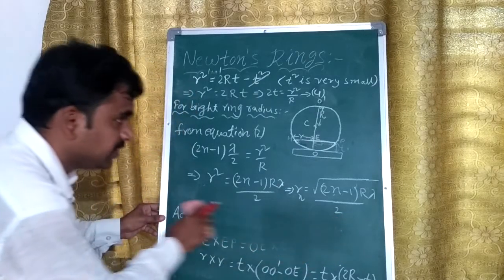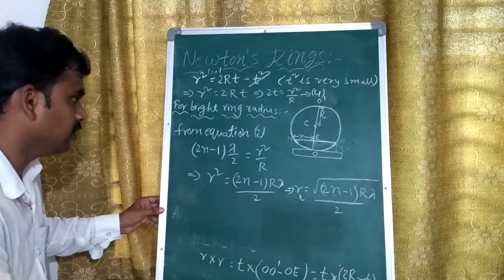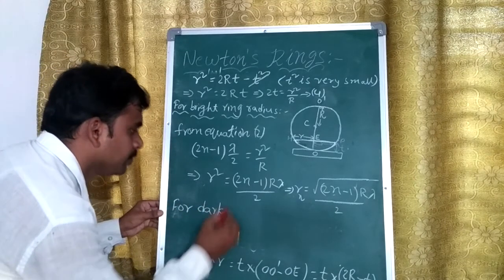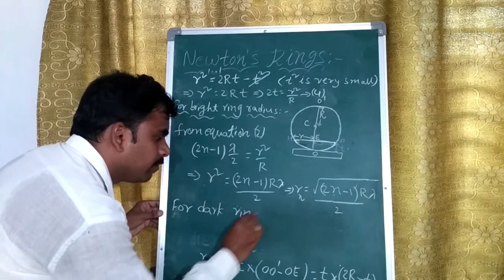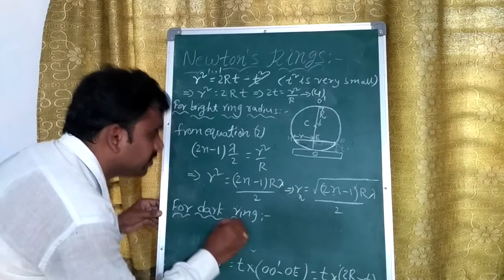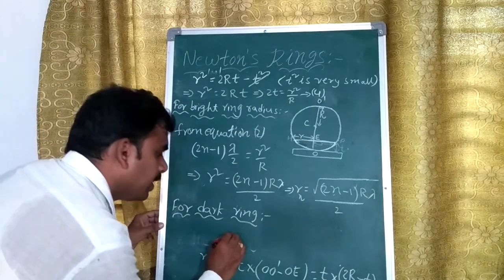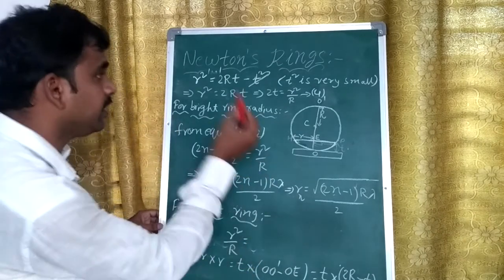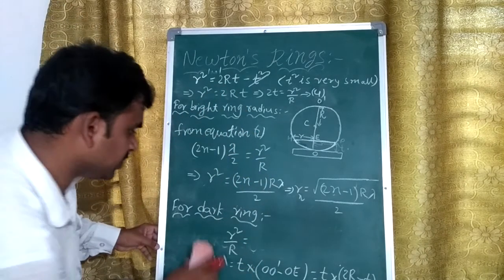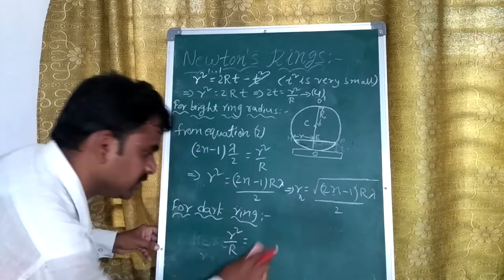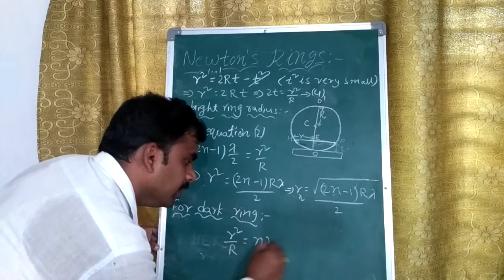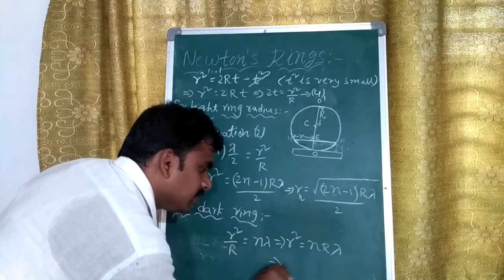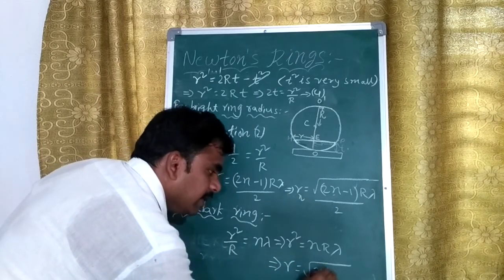To calculate the radius of the dark ring, for the dark ring, 2t, which equals r squared by R. That means r squared by R equals, according to that equation, the path difference, that is n lambda. That implies r squared equals nR lambda. That implies r equals the square root of nR lambda.